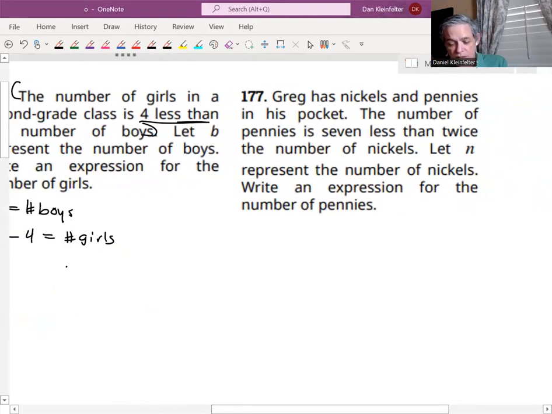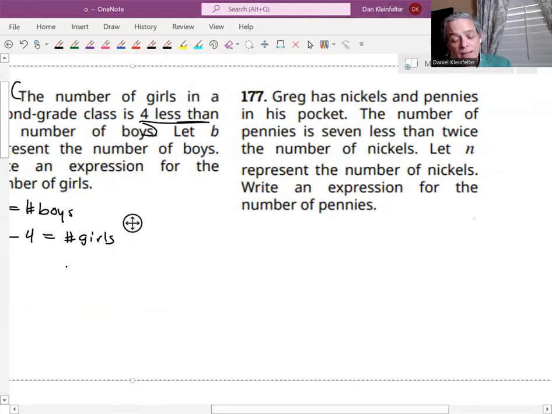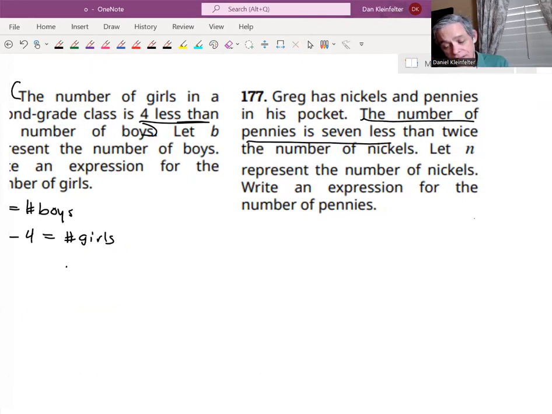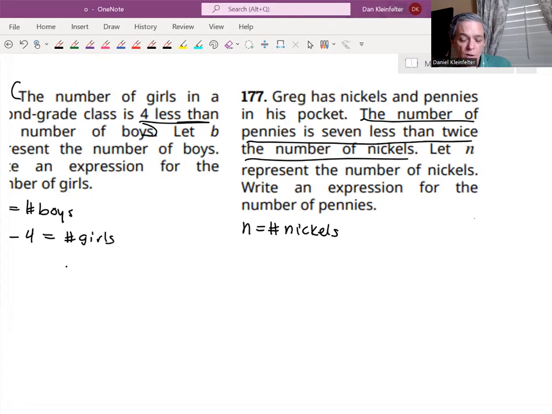Okay, so there is that. Let's see. Oh, this will be fun. 177. Greg has nickels and pennies in his pocket. The number of pennies is 7 less than twice the number of nickels. Let n be the number of nickels. Okay, write an expression for the number of pennies. So how can we describe how many pennies there are using the number of nickels? And that's where the piece that is underlined is going to help. The number of pennies is, that's equals, right? The number of pennies is 7 less than twice the number of nickels.